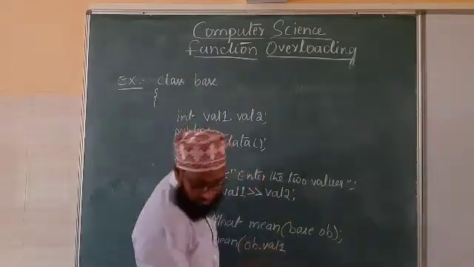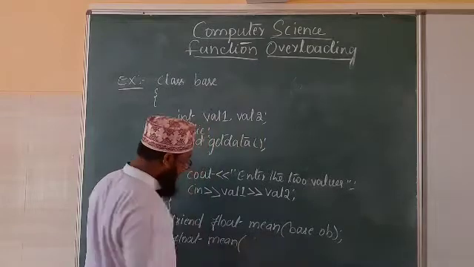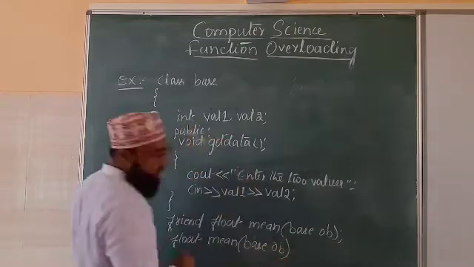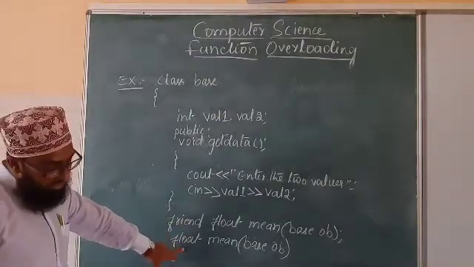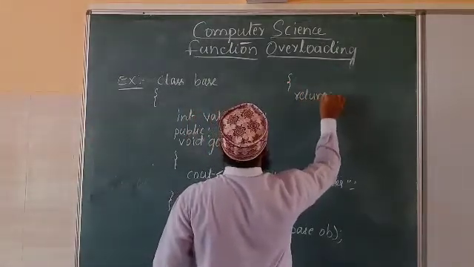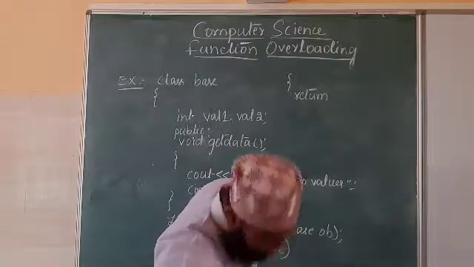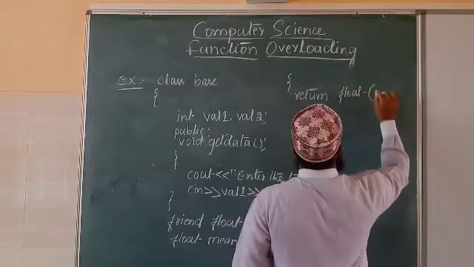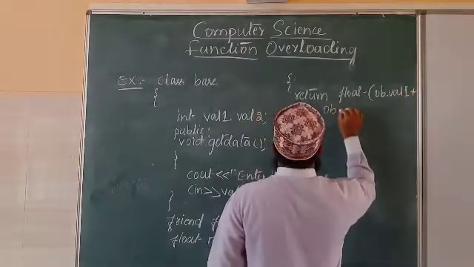Then, sorry, here, don't write like this. Take the base, base OB. Okay, this is one thing here we have completed. Friend function is defined like this. Then finally, open brace. After that, return. Okay, return float, then OB dot value 1 plus OB dot value 2.